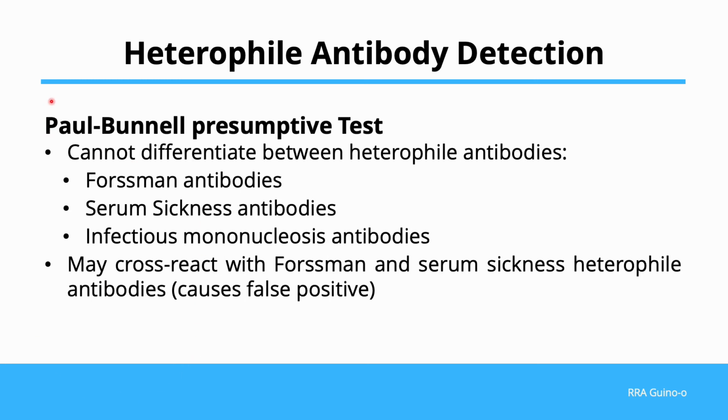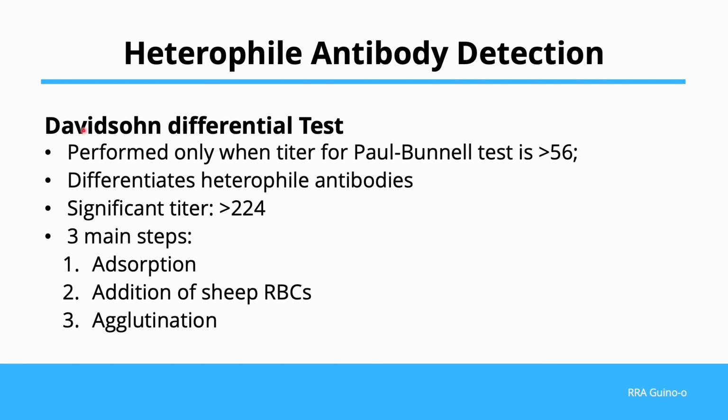The caveat to your Paul-Bunnell test is that it cannot differentiate between the different heterophile antibodies, like your Forssman, serum sickness, and your IM antibodies. Therefore, if you have either Forssman or serum sickness antibodies, they will cross-react and cause false positive results. To combat this lapse, the Davidson differential test was developed. This is performed only when the titer for the Paul-Bunnell test is greater than 56, and the main function of this test is to differentiate between the different heterophile antibodies. The significant titer for this test is greater than 224.